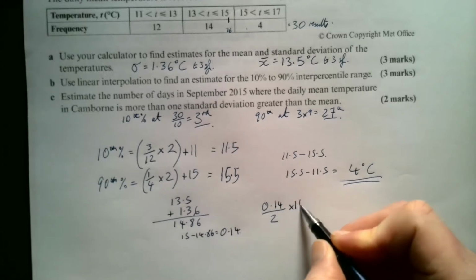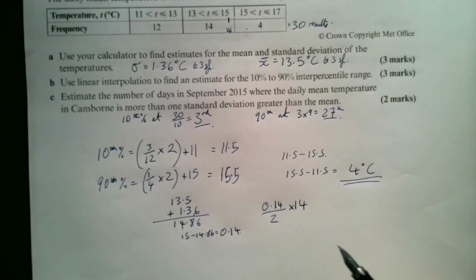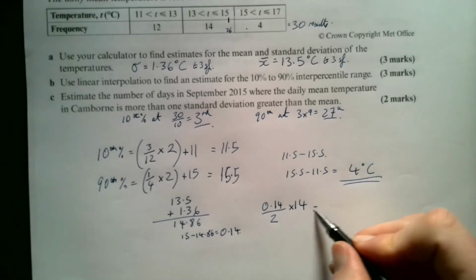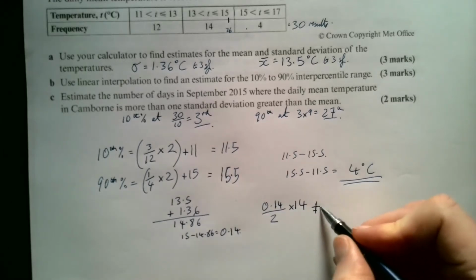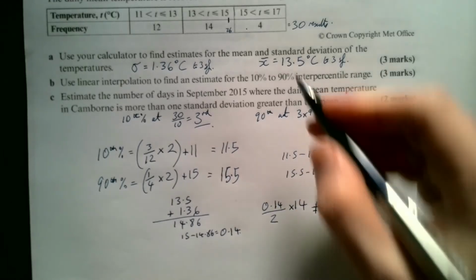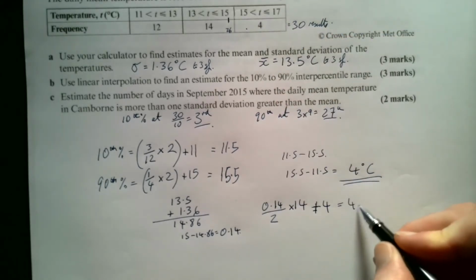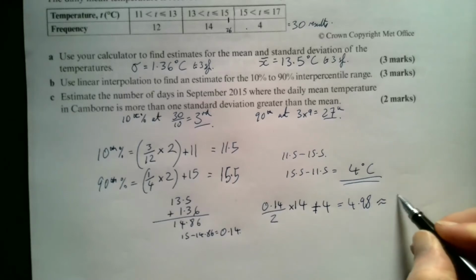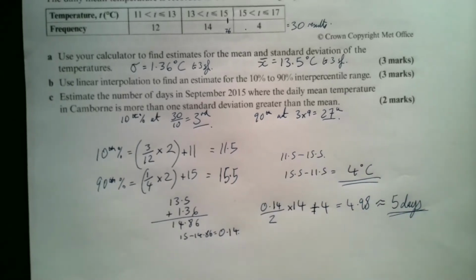Multiplied by 14, because you've got 14 of them. So 0.14 over 2ths of the 14 frequency. And if you put that in there and then add 4, because we've got all of the 4 from there, that should give you 4.98, which is very close to 5 days. So 5 days should be how many you estimate.